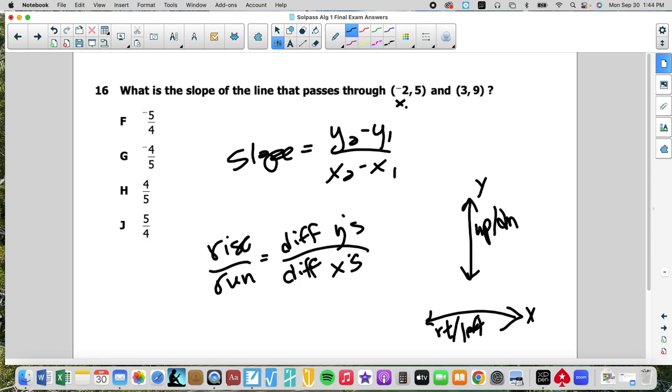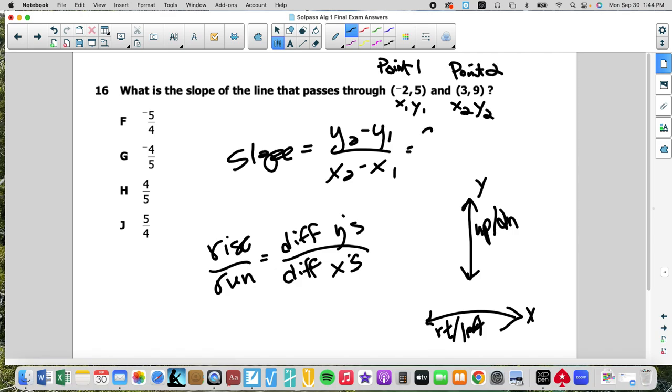This is going to be x sub 1, y sub 1. This is our first point, so that would be the x value in the first point, the y value in the first point. This is called x sub 2, y sub 2, because this is point number 2. And now let's plug in.